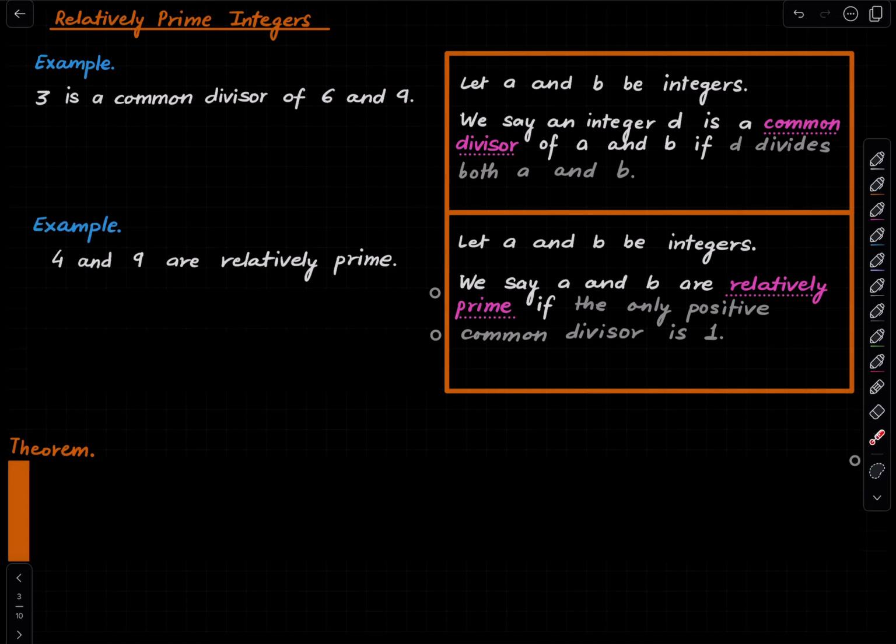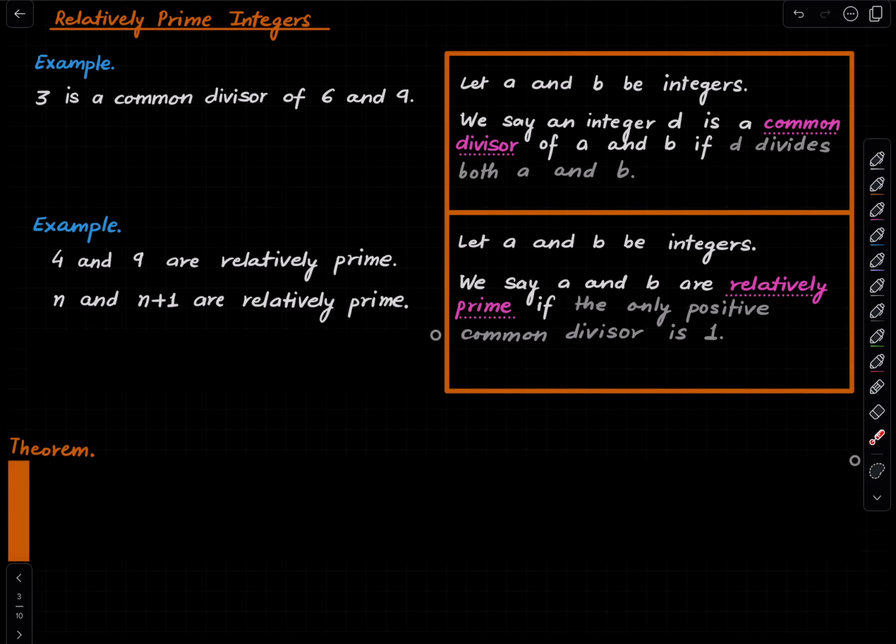And now here is an example of relative primality. 4 and 9 are relatively prime. None of them are prime numbers. When we say A and B are relatively prime, we are not talking about the primality of A and B or anything. It's just that relative to each other, they behave like they are prime to each other because they do not share any divisors, so to say.